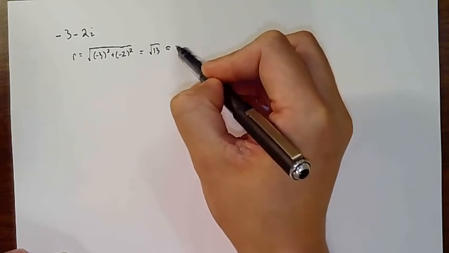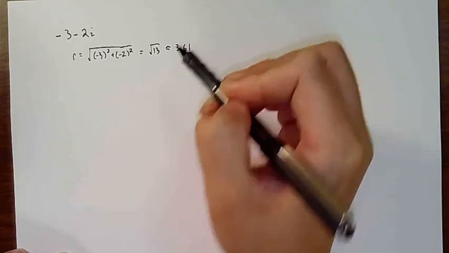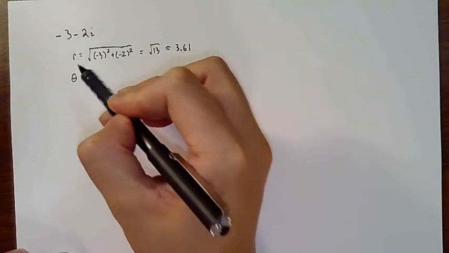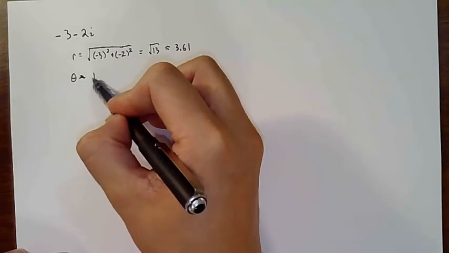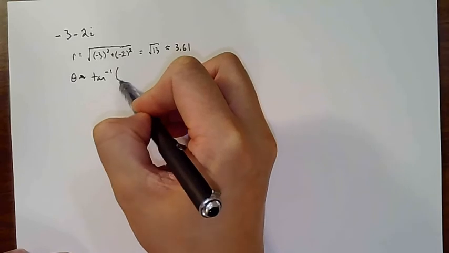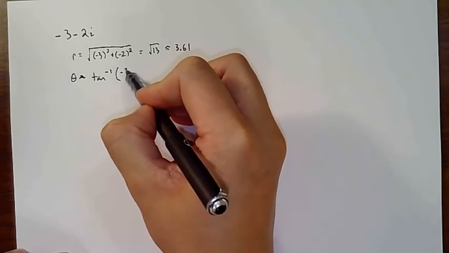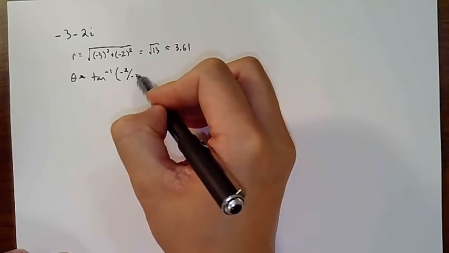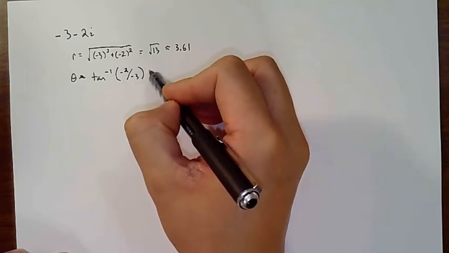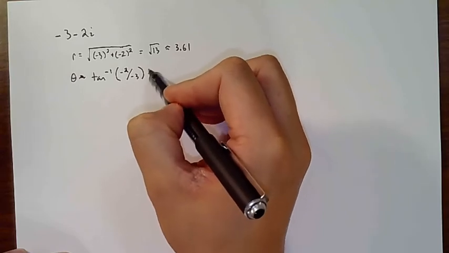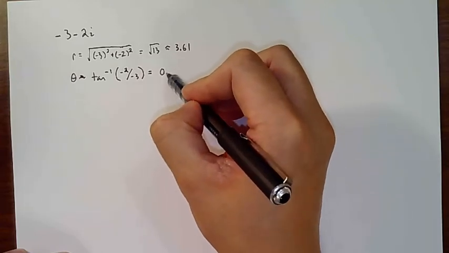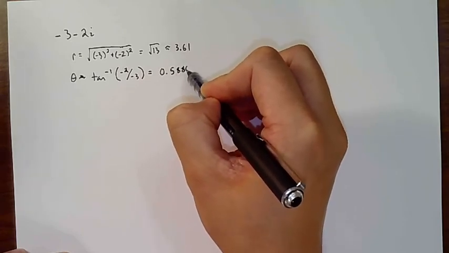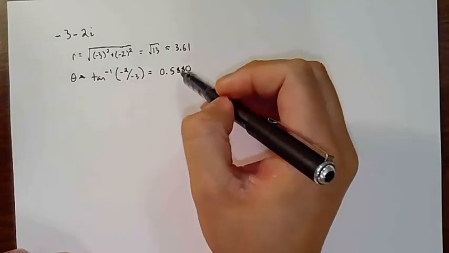or 3.61 after we've evaluated and rounded. And we need to find our theta, which is something like tan inverse of -2 over -3. All right, so when we evaluate that in our calculator, we get 0.5880. Now we need to plot this to see if this actually agrees.